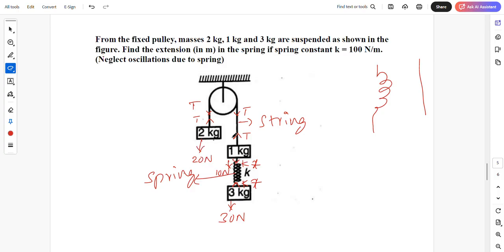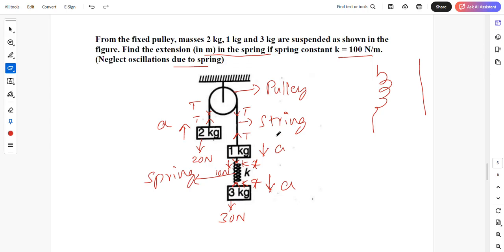Now let us see. This is a pulley, a fixed pulley. From the fixed pulley, masses 2 kg, 1 kg, and 3 kg are suspended as shown in the figure. Find the extension in meter in the spring. Spring constant they have given, 100 Newton per meter. Neglect the oscillation due to spring. First let us find the acceleration. The acceleration will be downwards.